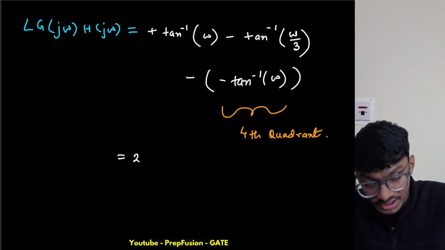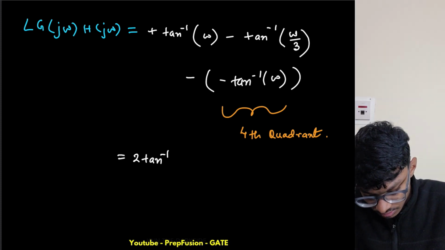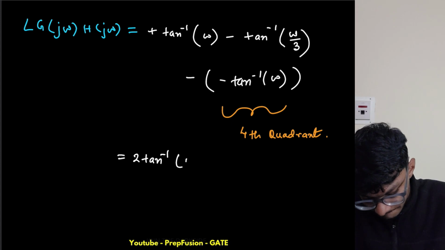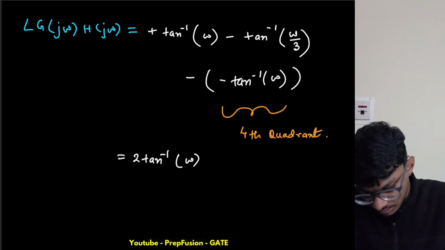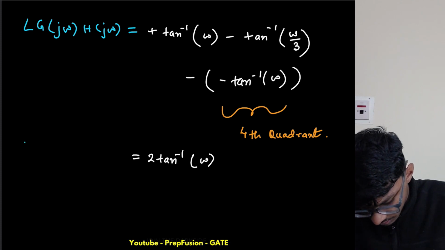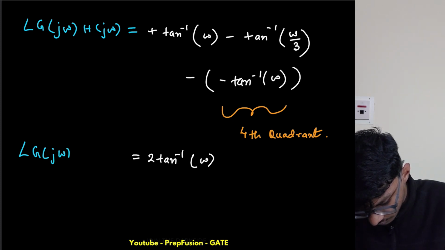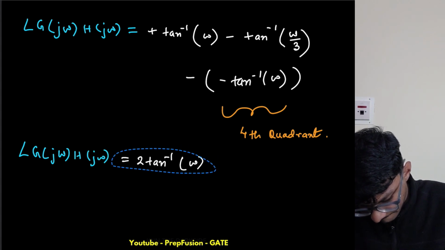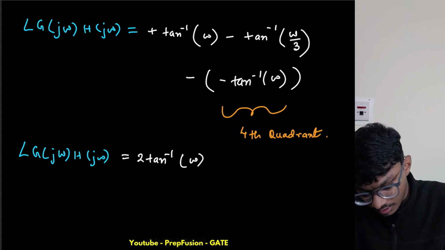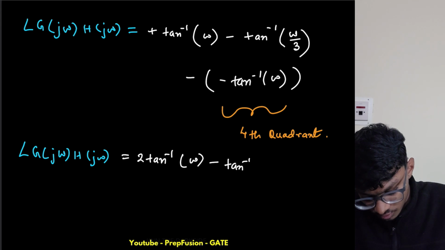This becomes twice, like double. As I mentioned, this will become 2 tan inverse omega. And this is the angle of G of j omega into H of j omega. Obviously I will also have the contribution due to the left half plane pole, tan inverse omega by 3.